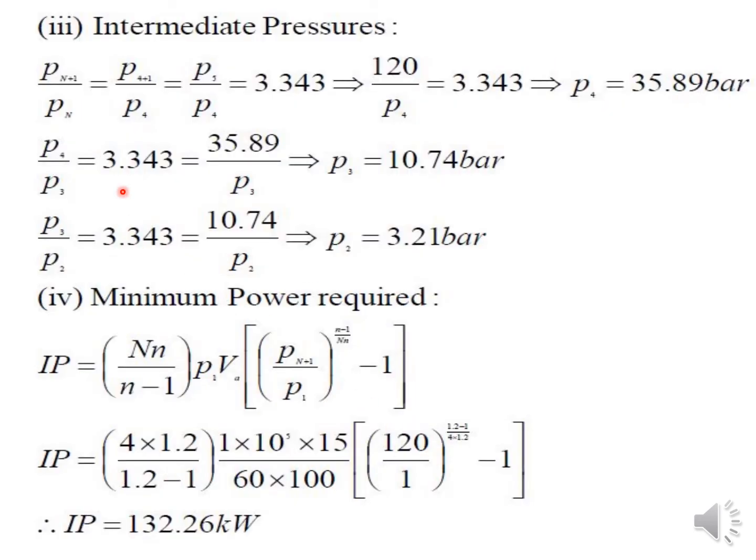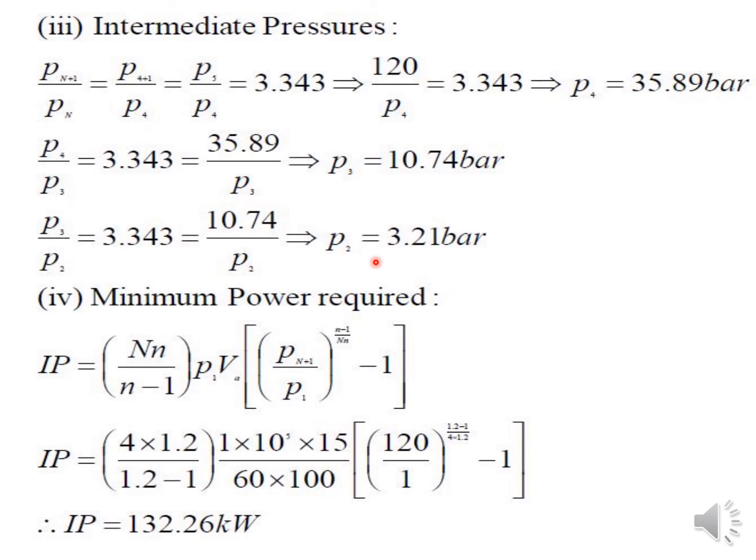Next, intermediate pressures, I said I should calculate P2 and P3, right. P4 is what? With 4 stages, the end of the 4th cylinder will give P5. So P5 by P4 is equal to the pressure ratio, which we have already calculated in the second step, 3.343. So P4 we can calculate like this. Similarly we can calculate P3. Similarly, substituting here, we will get P2 is equal to 3.21 bar.